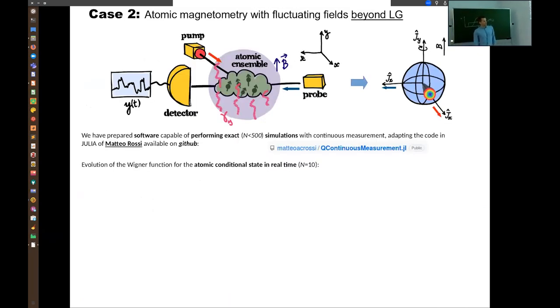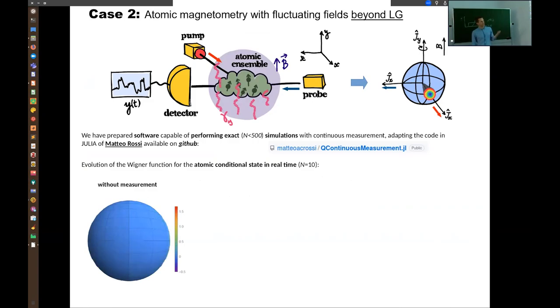Okay, so let me just show you some plots. The game changer was that we can now simulate the system with codes in Julia. It was first developed by Matteo Rossi, and then we adapted it. Here, for instance, I show you this Wigner plot, just to save computations, for n equals 10. You can see there's no measurement. So at the beginning, atoms are polarized in the wrong direction and they start to precess, and then they decohere. So the blob gets more and more dispersed.